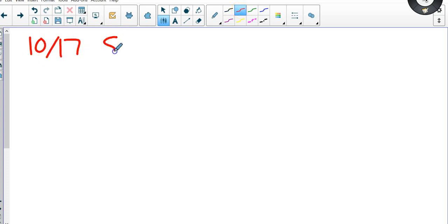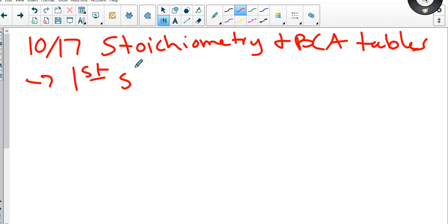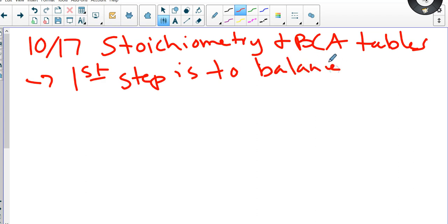17. So we're going to have stoichiometry and BCA tables. No matter what you're doing, the first step is to balance an equation. It doesn't matter what the stoichiometry problem is.